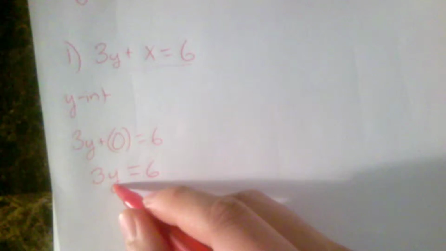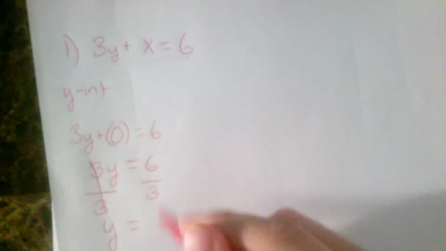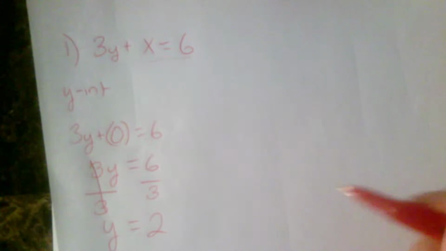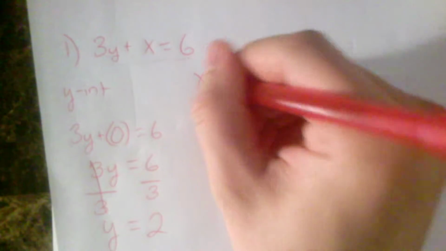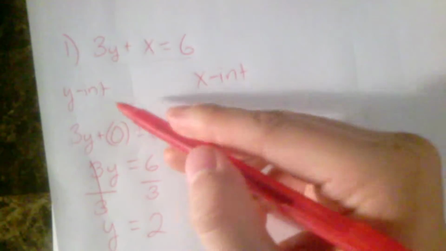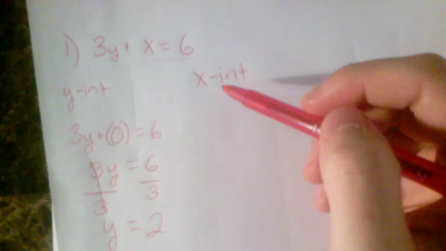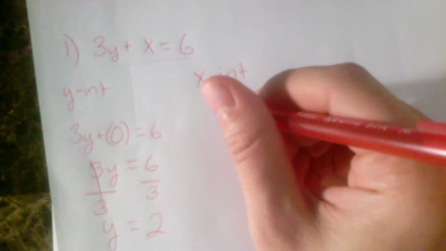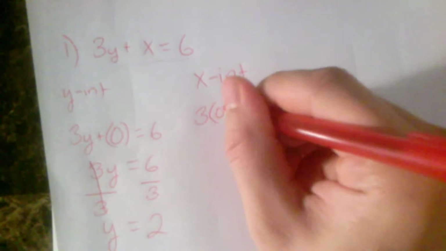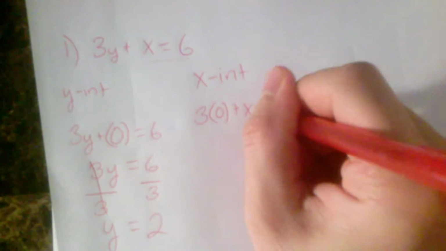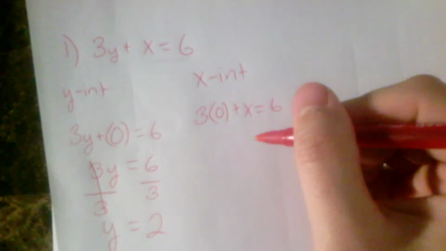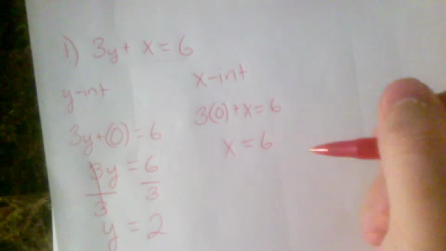And then how do we get rid of a number right next to a letter? We just divide. You'll end up with y equals 6 divided by 3 is 2. You're going to do the same thing for your x-intercept, except, so to find y-intercept, you set x equal to 0. To find x-intercept, you set y equal to 0. So we're just going to rewrite this problem, but instead of y, I'm going to write 0. And then 3 times 0 is just 0, so you just get x equals 6.